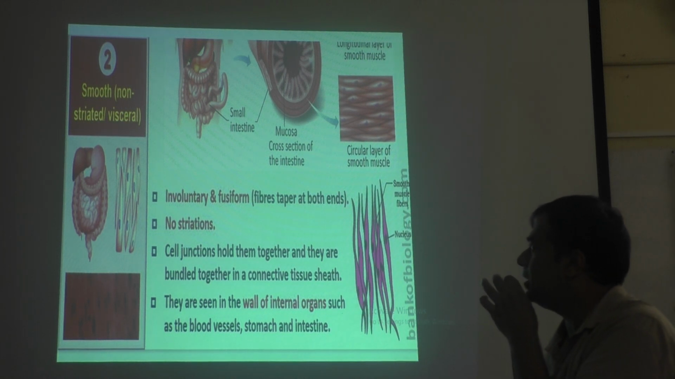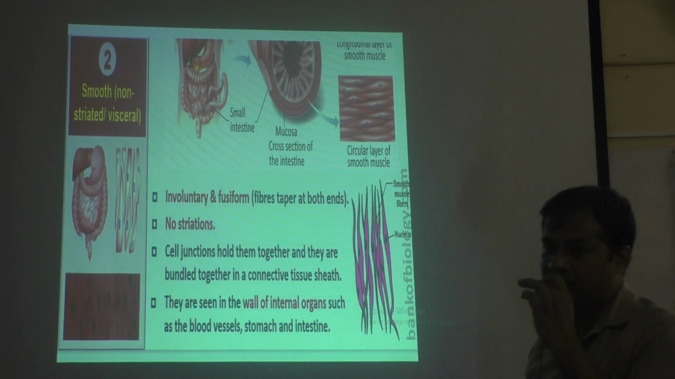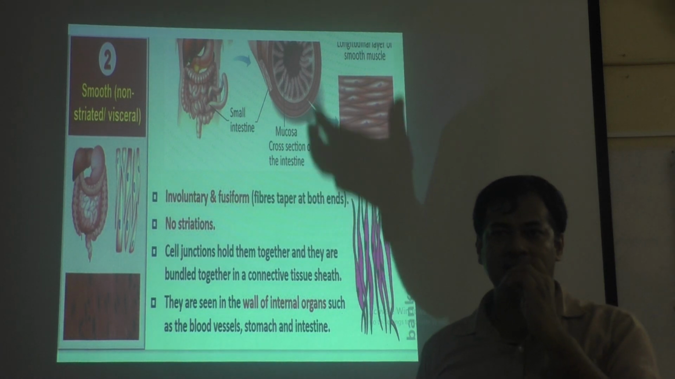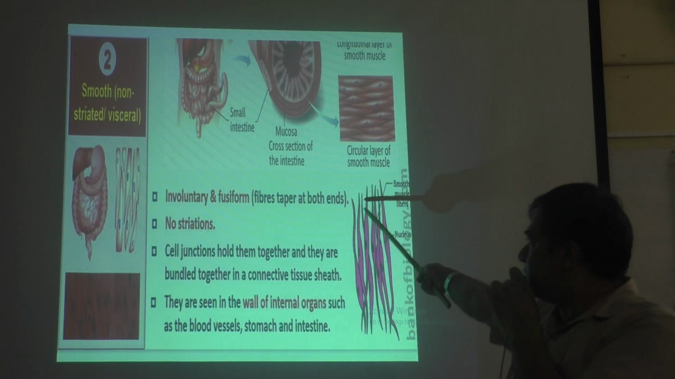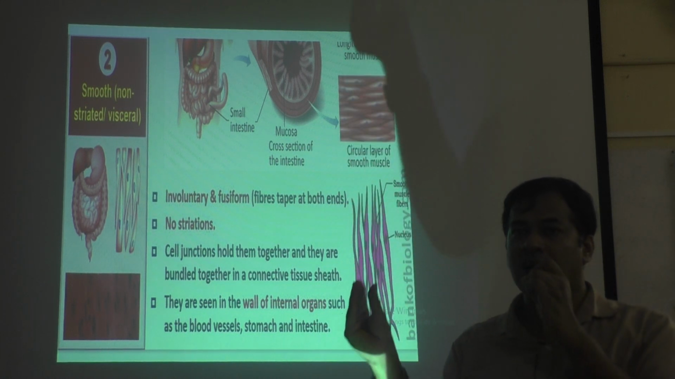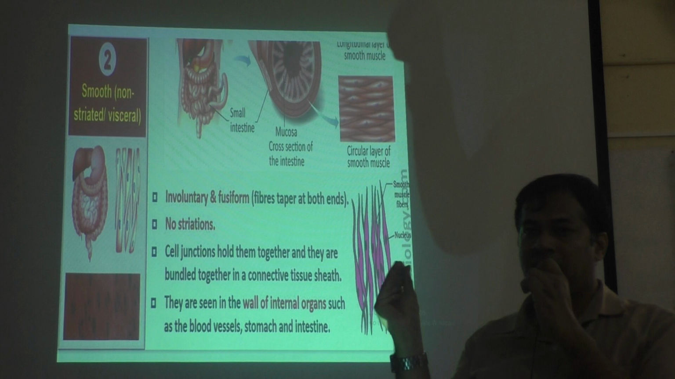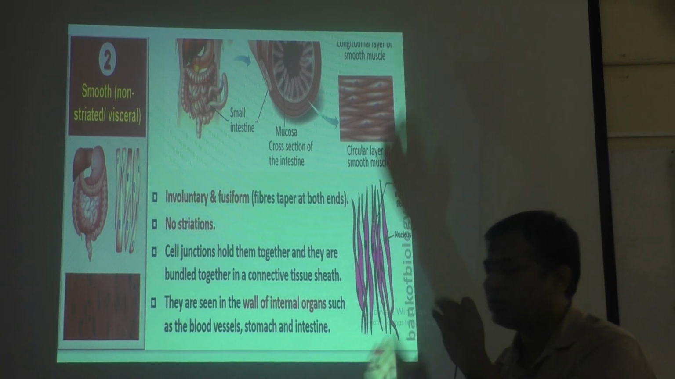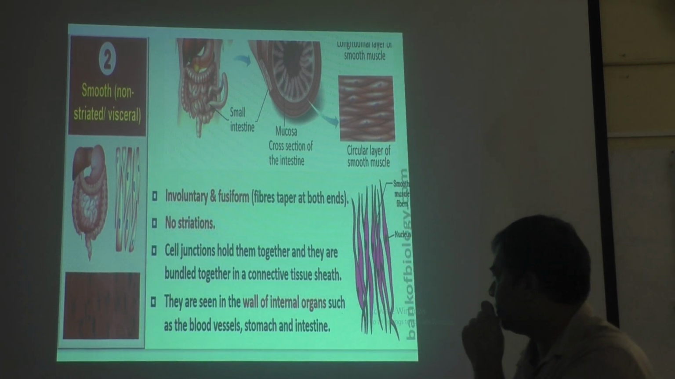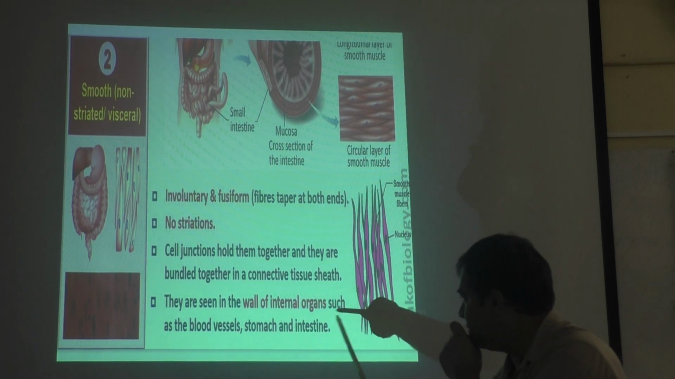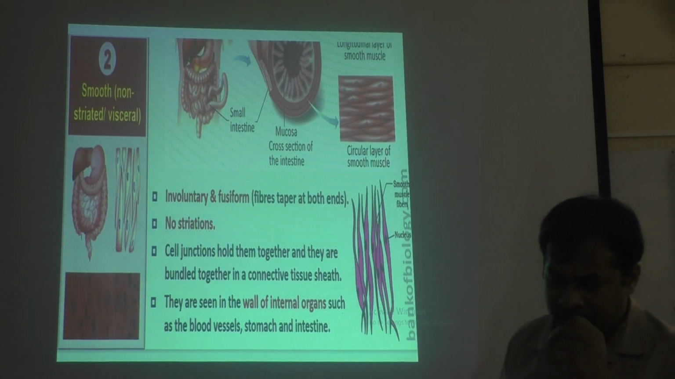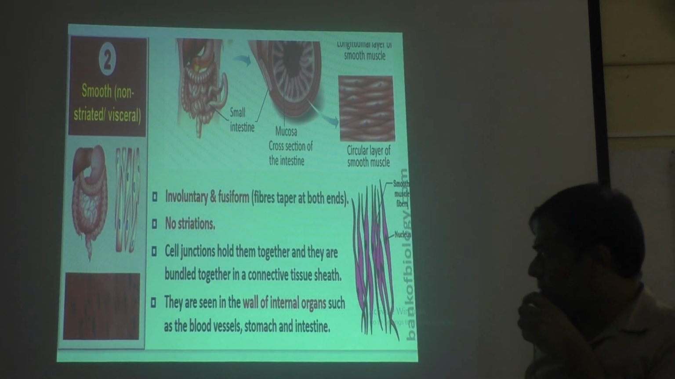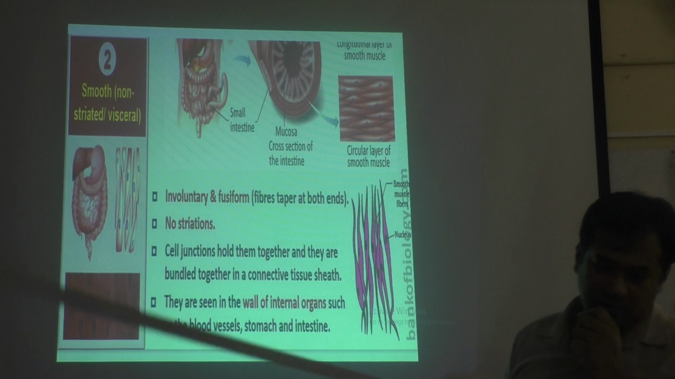It is involuntary and fusiform, which means the fibers taper at both ends. In the previous one you saw that muscles are cylindrical in structure. Here the two ends of the muscle cells are sharp, which is called tapering. Tapering means becoming sharp, joining at one point. They are seen in the walls of internal organs like blood vessels, stomach, and intestine. Already we know, the inner parts which are not under our control have these kinds of muscles, which are not under our control.